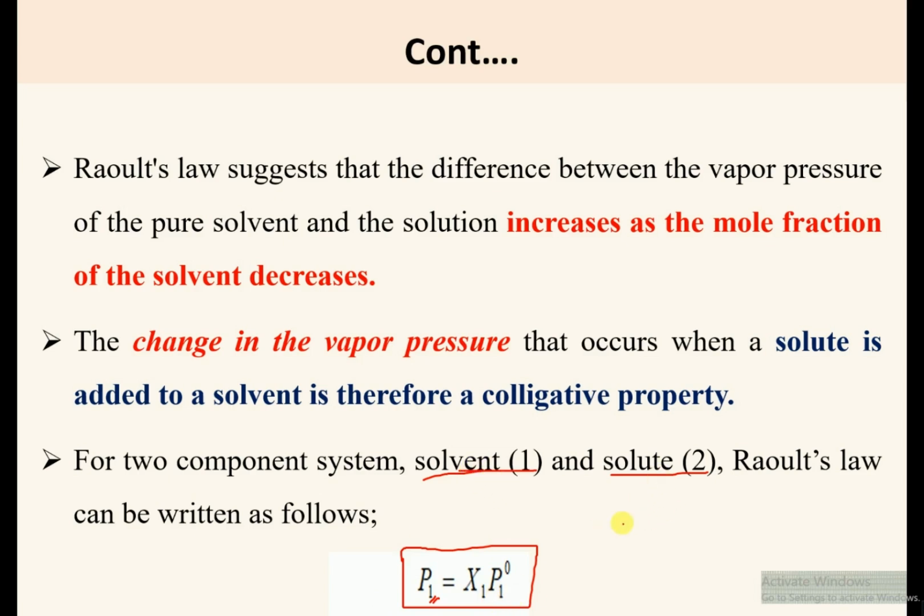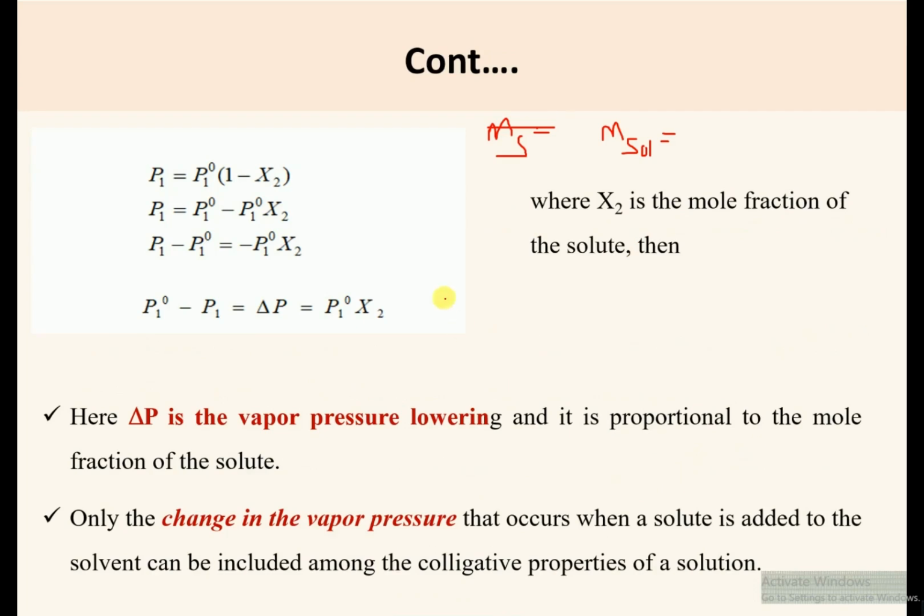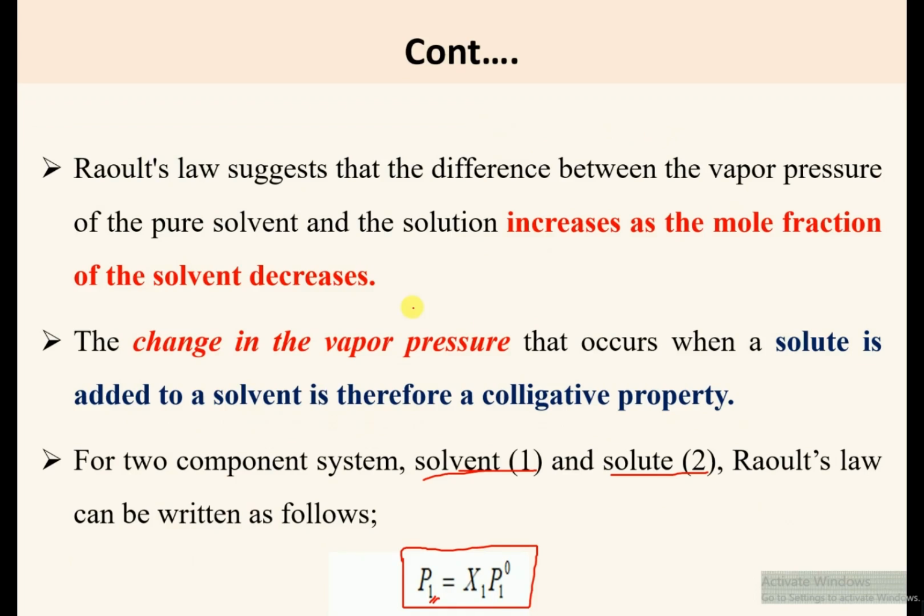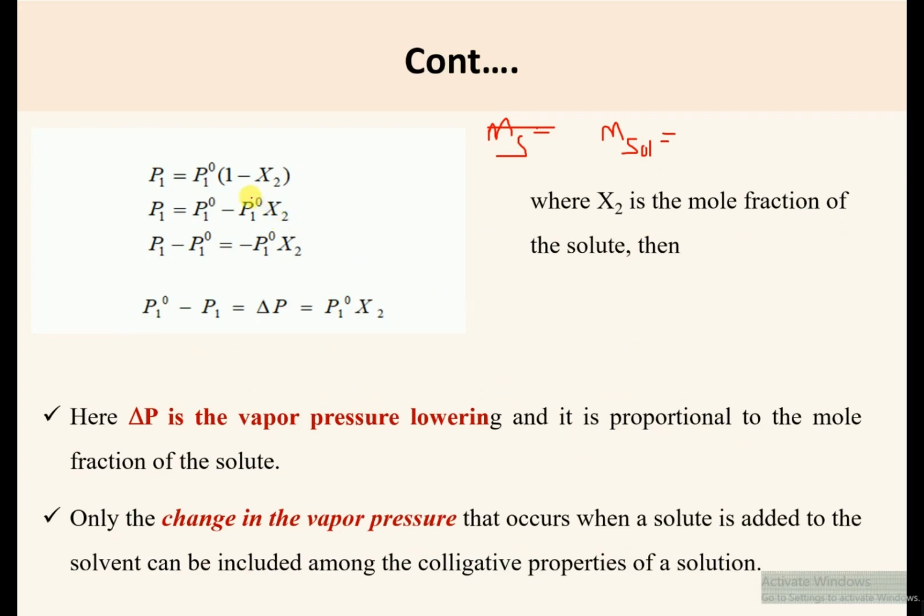Now solid is 2. So mole fraction x1 plus x2 is equal to what? Is equal to 1. Yes, is equal to 1 because it's mole fraction. So x1 is equal to what? 1 minus x2. So instead of x1, we can say 1 minus x2. So p1 is equal to p1 not times this, and multiplying it out, it comes like this. Moving this over, p1 minus p1 not is equal to minus p1 not x2.